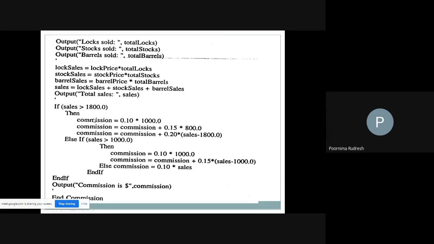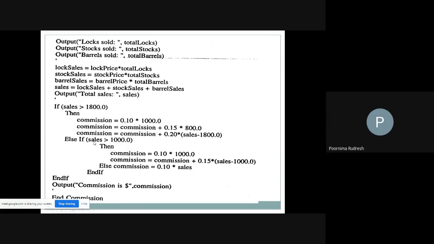Then what happens? How much commission is he going to get? Up to $1,000 he is going to get a commission of only 10%, right? So if it is greater than 1,800, yes, then only we calculate the commission as 10% for $1,000, 15% for $800 and 20% for the remaining above $1,800. But here the sales is just $230. Then this condition fails, right?